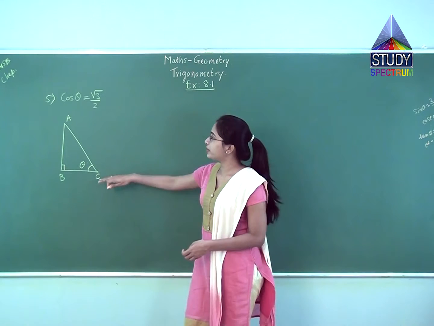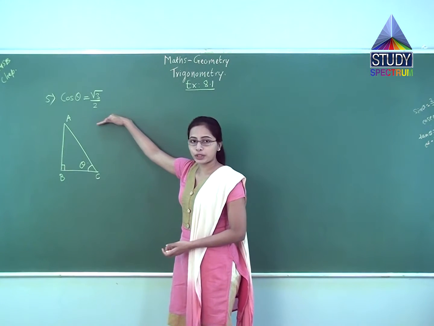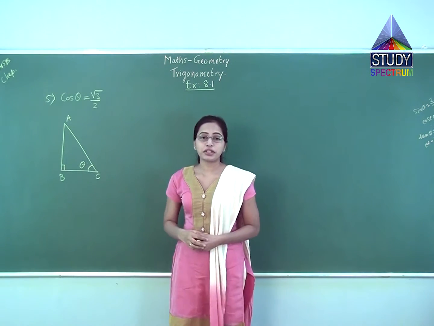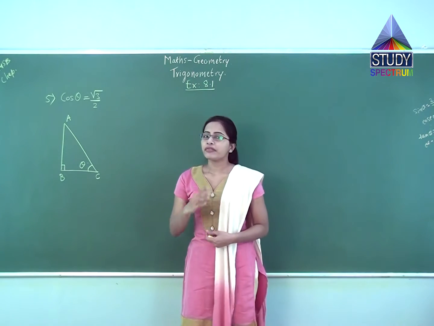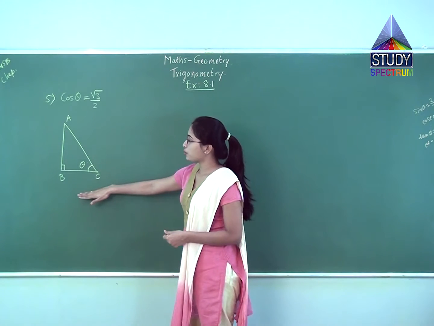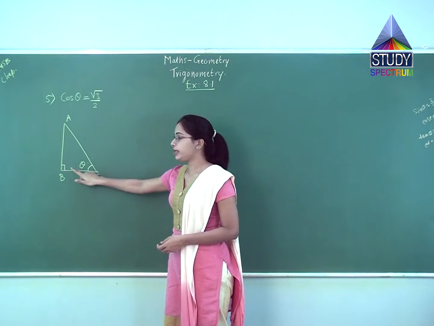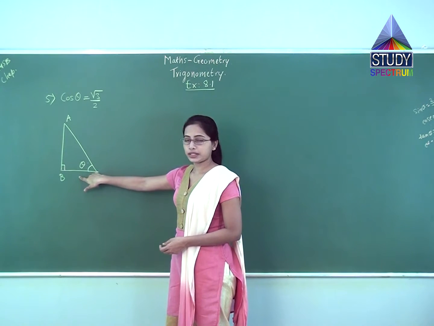Now let us solve the 5th example. In this example, cos theta is given as root 3 by 2 and we have to find all the trigonometric ratios of angle theta. Figure is not given, so for our reference we will draw the figure. Here I have drawn one triangle, triangle ABC. At B it is 90 degree and C I have taken as angle theta.